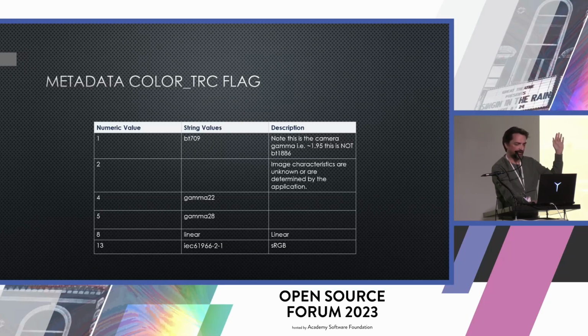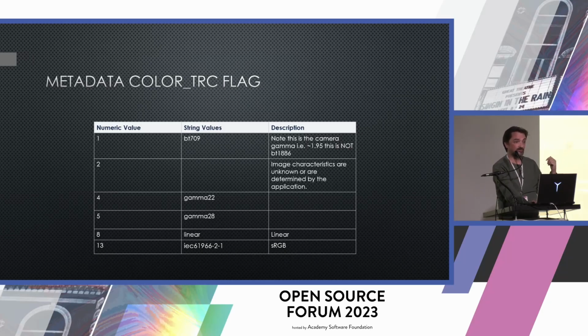So these are examples within the FFmpeg 4 spec of some of the transfer functions. That top one is the most misleading one because A, that's the default, but B, it's wrong. You'll see it actually says it's the camera gamma, not the display gamma.